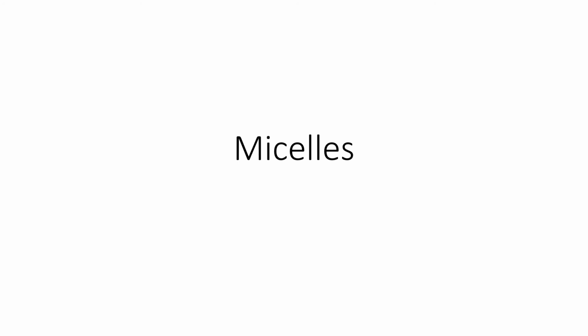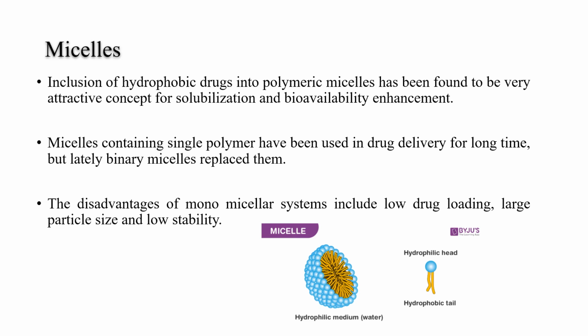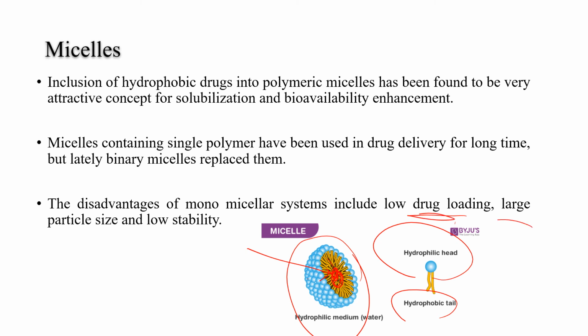Another novel dosage form to increase the drug solubility is micelles. And you know again that micelles are formed of surfactant, which is formed of polar head and non-polar tail. At CMC it will form a micelle, and if the drug is insoluble it will be hidden inside the core, in between this non-polar or hydrophobic tail. The problem of these micelles, which are formed of a single type of surfactant, is that they have low drug loading, they cannot carry much drug, and they have relatively large particle size and low stability.